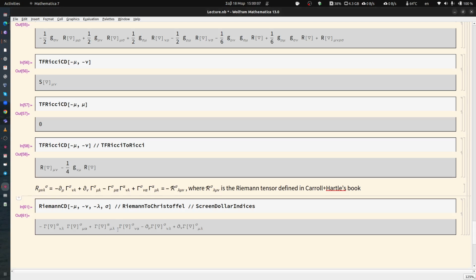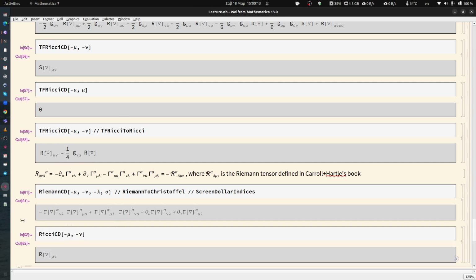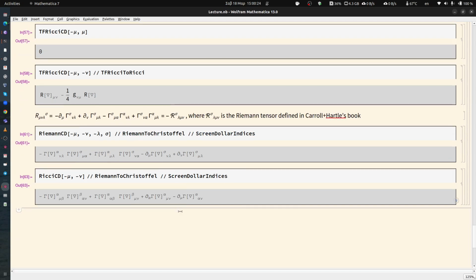So we can write the expression involving the Christoffel symbols also for the Ricci tensor, and for that we have to apply RiemannToChristoffel and show this equation here.